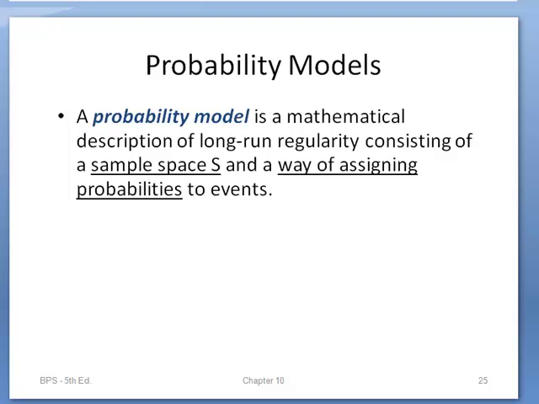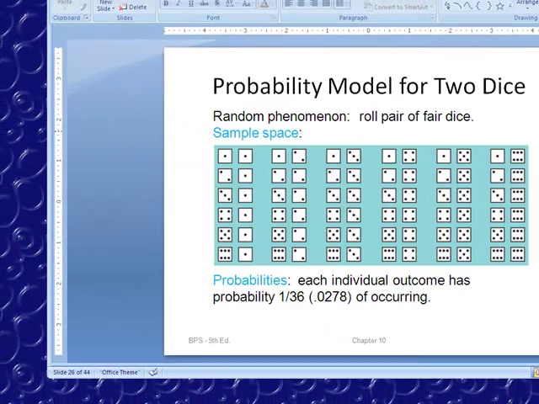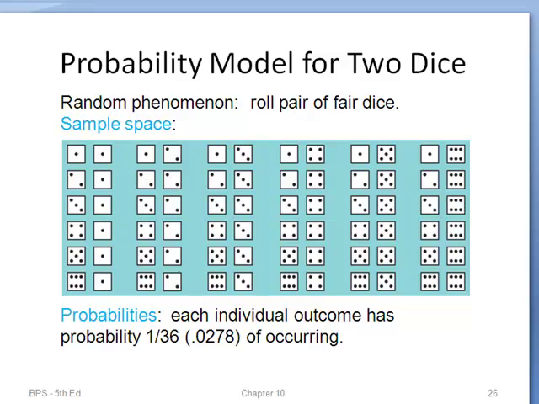So that was a mathematical model we used to describe a continuous random variable having certain characteristics. Now we're going to learn about discrete and one other continuous, but there are many continuous and many discrete models. We're just going to look at a couple. Well, let's look at this example, the probability model for 2 dice.